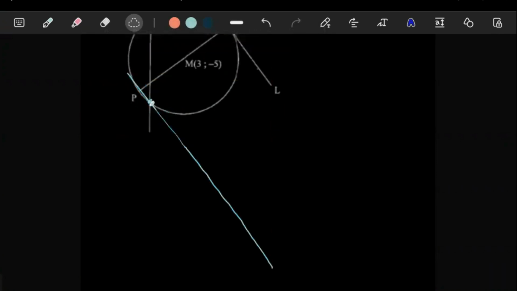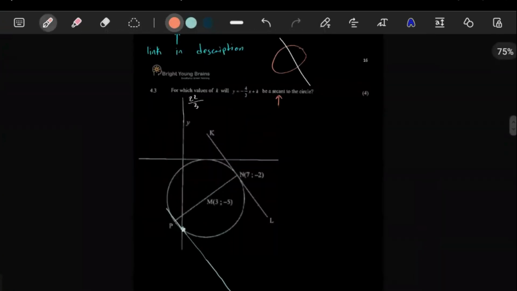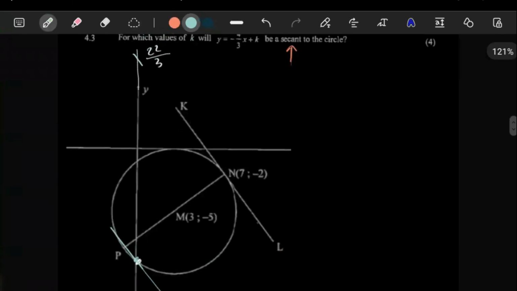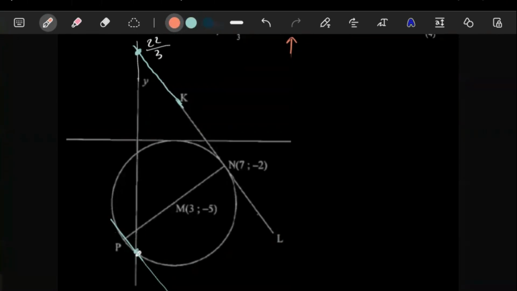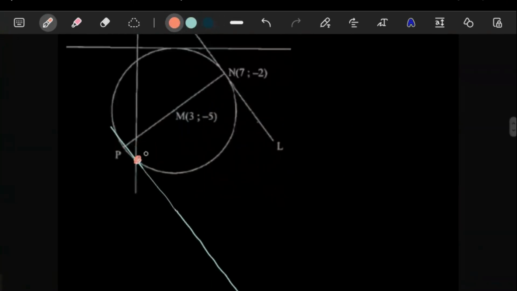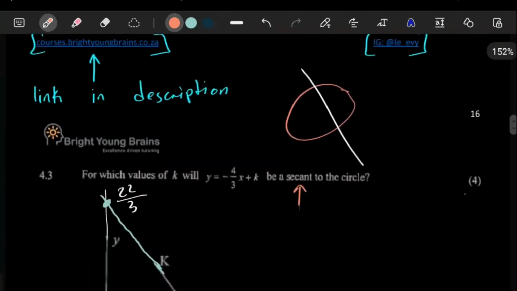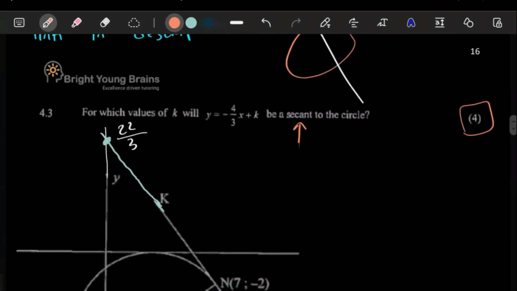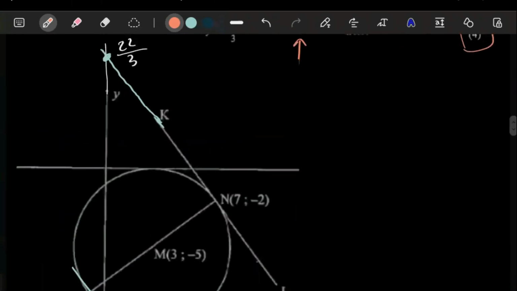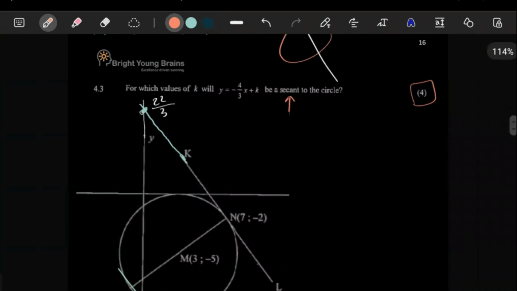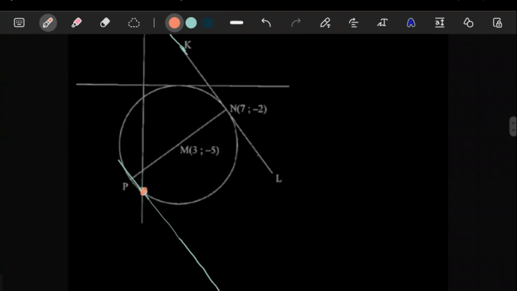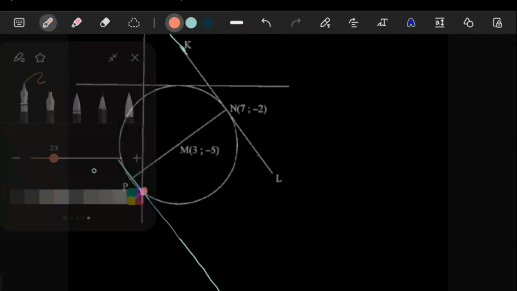So they're asking for a scenario where your k value is this y-intercept, and also for a scenario where your k value is this other y-intercept. That's why this question is a 4-mark question. Well, that's quite a lot of marks because it needs you to know your theory. So k needs to be a y value between 22/3 and this y value here. So we just have to get what this y value is, which is the y-intercept of our circle.